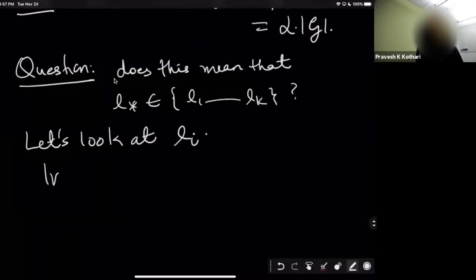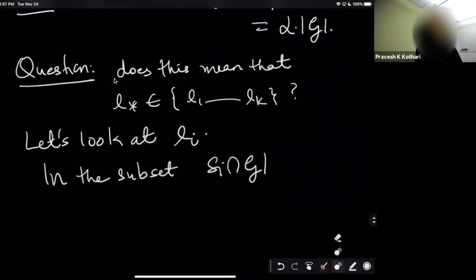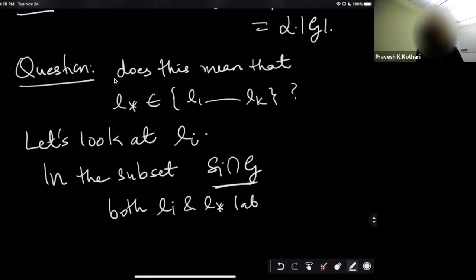Now, in the subset Si intersect the good part, we know that L star labels all the equations in G correctly. We know that Li labels all the equations in Si correctly, which means that if I look at the intersection, both Li and L star label all equations correctly. In other words, they satisfy all the equations in this alpha times size of G number of equations, right? Both Li and L star must satisfy them. And so our hope is that this should mean that Li should be equal to L star.